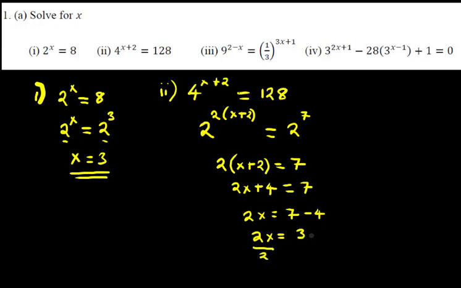When we divide by 2, this will give us x is equal to 3 over 2. That's our value. Like I mentioned earlier, you can try substituting to see if it gives you the answer on the right hand side of the equal sign. Okay, so that's our question 2. We go on to question 3.